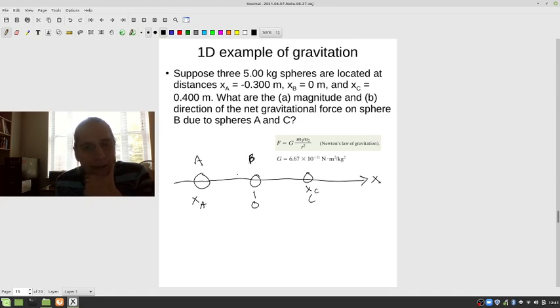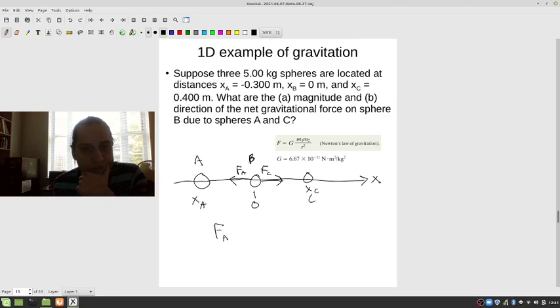So B and A are attracted to each other. So the force from A is pulling in that direction. B and C are attracted to each other. So the force from C is pulling in this direction. Okay? Now, how are we going to find FA and FC?